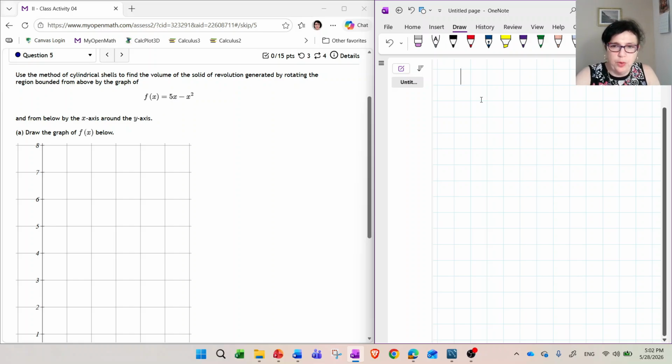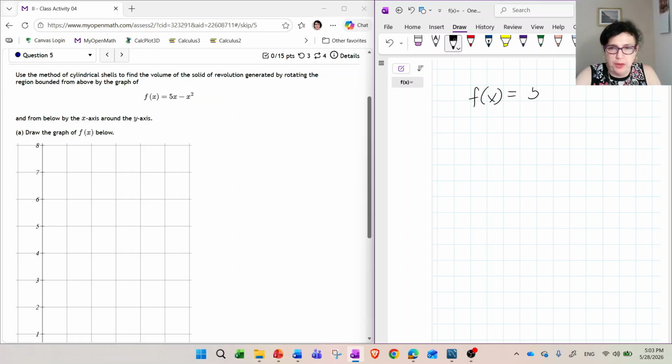Hello guys, in this video we are going to look at the method of cylindrical shells. Now, why do we need this method when we already have a disk and washer method? Well, here is the problem.